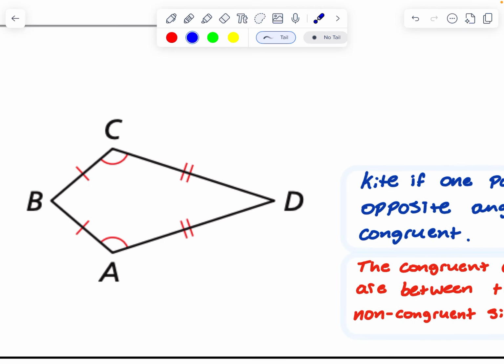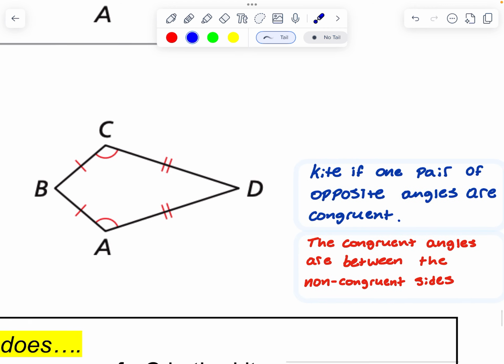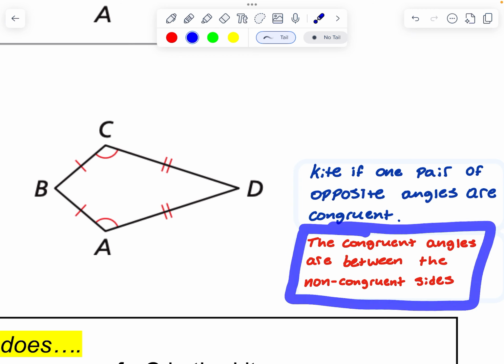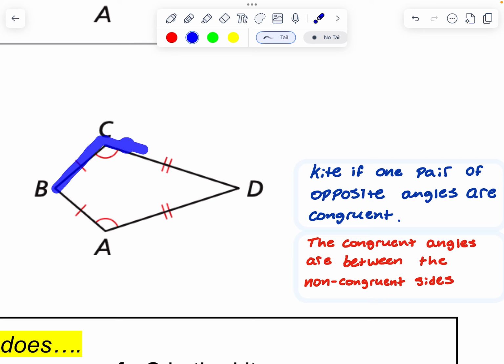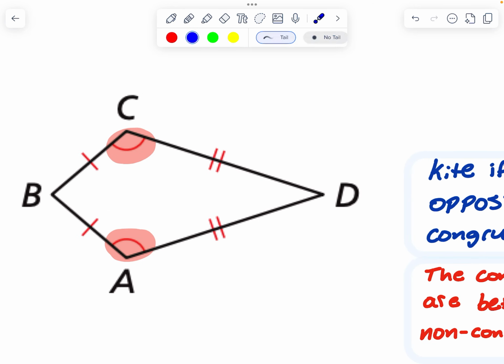One way that I've seen people say it before is the angle between the congruent sides is not congruent. It's true, but the congruent angles are between the non-congruent sides. So BC and CD are not congruent. So I'm going to mark that angle. BA and AD are not congruent. So I'm going to mark that angle. Those angles are congruent to each other. The angles that are formed by the non-congruent sides. So maybe this is 120. That would mean this has to be 120.